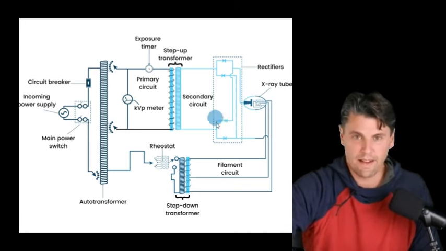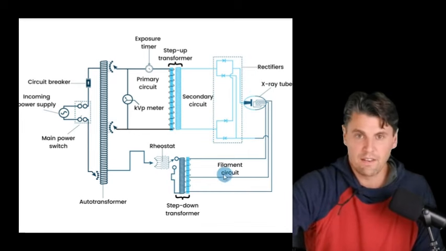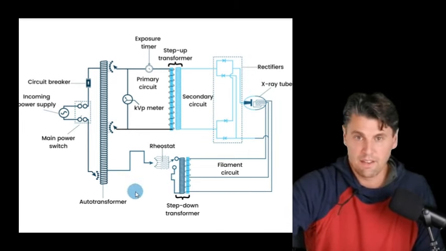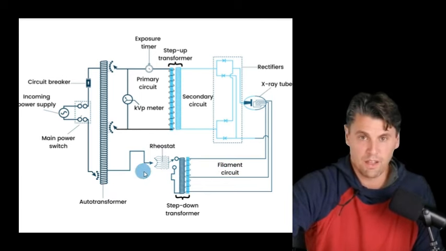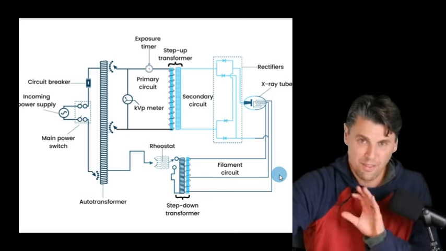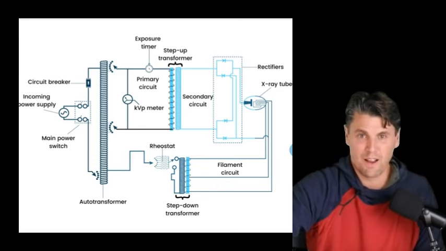But this is our rectifying circuit here, and down here is the filament or the heating circuit, which again is connected after we come out of the auto transformer through the rheostat and is connected with a transformer. So those are the basics of your X-ray circuit. If you haven't already, see our videos on the transformer and on the KV waveforms and rectifiers such that you really understand all the parts of your X-ray circuit.